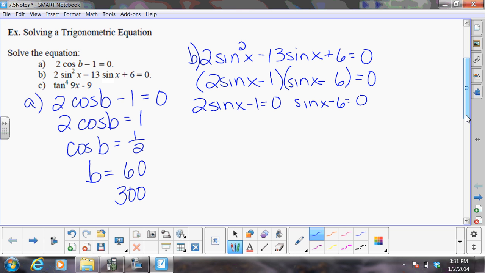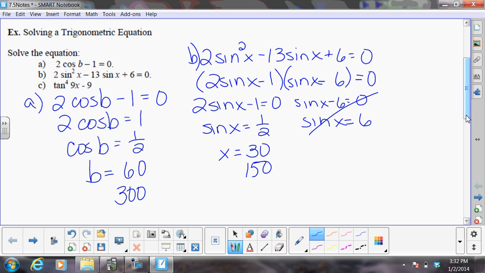So the first one, 2 sine x minus 1 equals 0. Move your 1 over, divide by 2. So sine x is a half. Well, what is sine a half? 30. But also in quad 2, which is 150 then. We move this one over, sine x equals 6. Well, sine can never equal 6, because it never could be bigger than 1. So we're just going to reject that one.